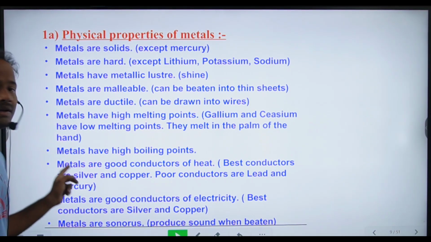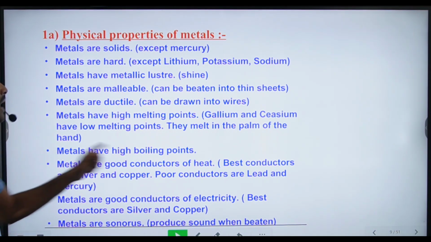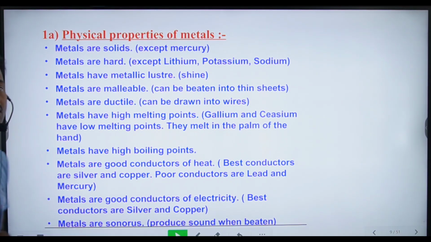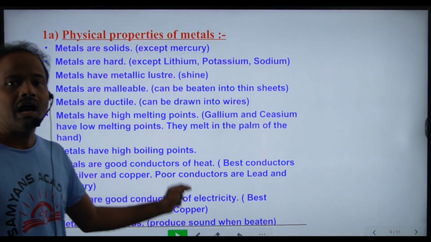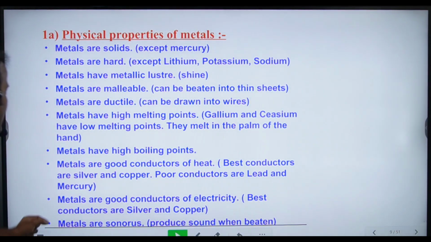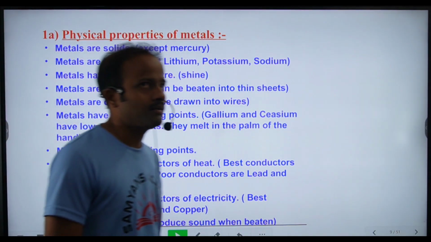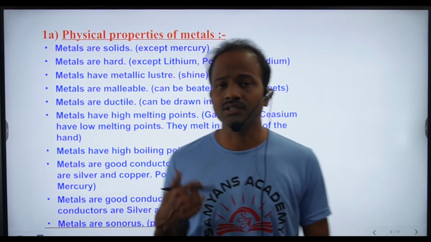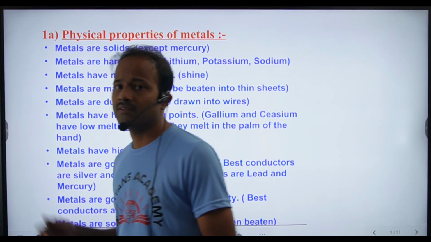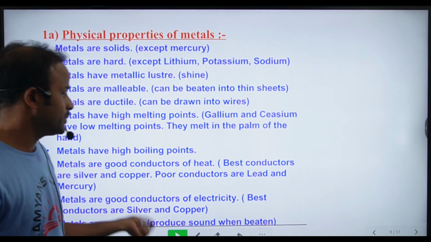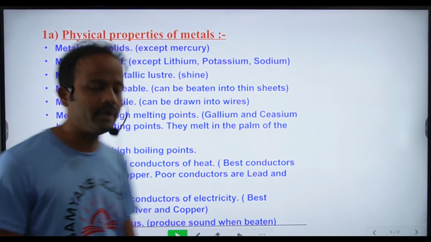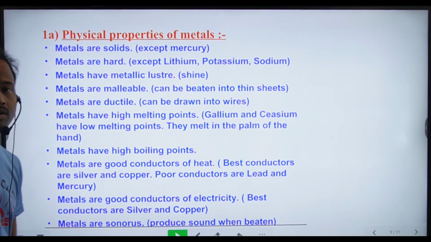Now you see, metals have high boiling points also. Metals are good conductors of heat, and the best conductors are silver and copper, and poor conductors are lead and mercury. Metals are good conductors of electricity, and the best conductors are silver and copper wire. In electrical transmission we use copper and silver wires. Metals are sonorous, which means they produce sound when beaten. These are the physical properties of the metals.